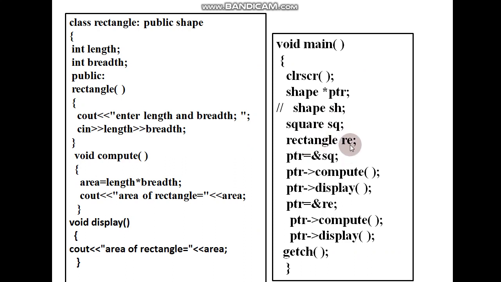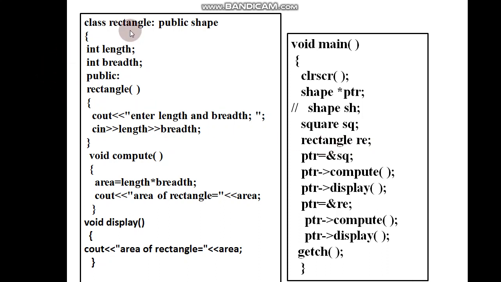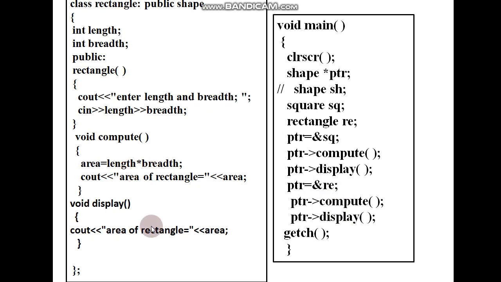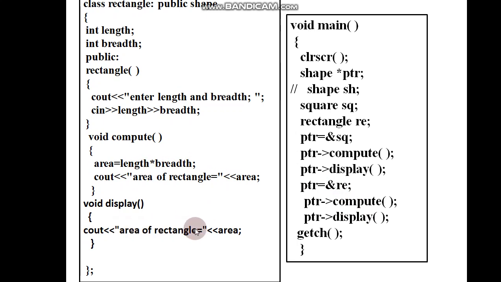Then we are creating an object of rectangle. Constructor from the base class will be called first, where area will be initialized to 0 for this rectangle object. Then rectangle constructor will be called, where we read length and breadth. After this, we store address of square object into PTR. We compute area of square. We display area of square. Then we store address of rectangle object into PTR. We compute area of rectangle. We display area of rectangle.